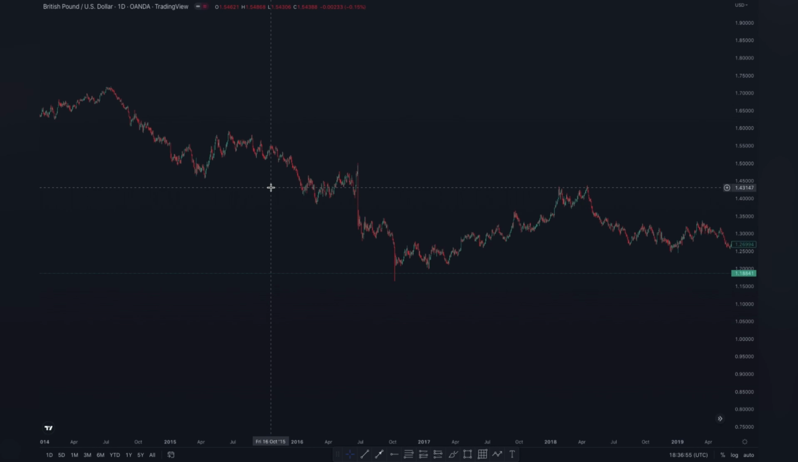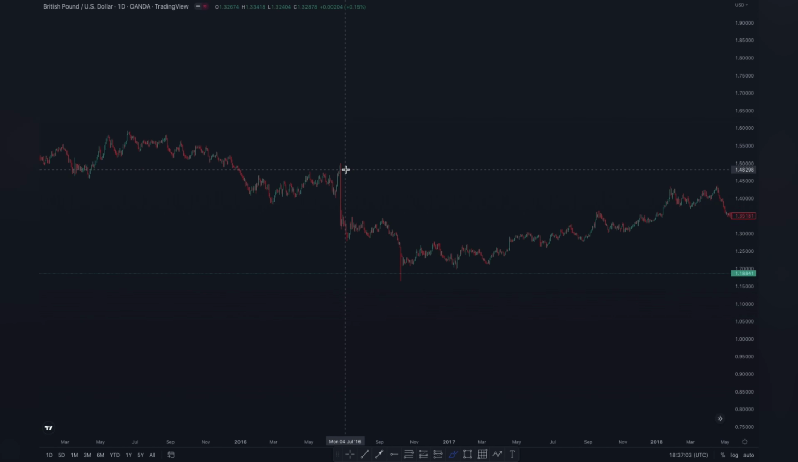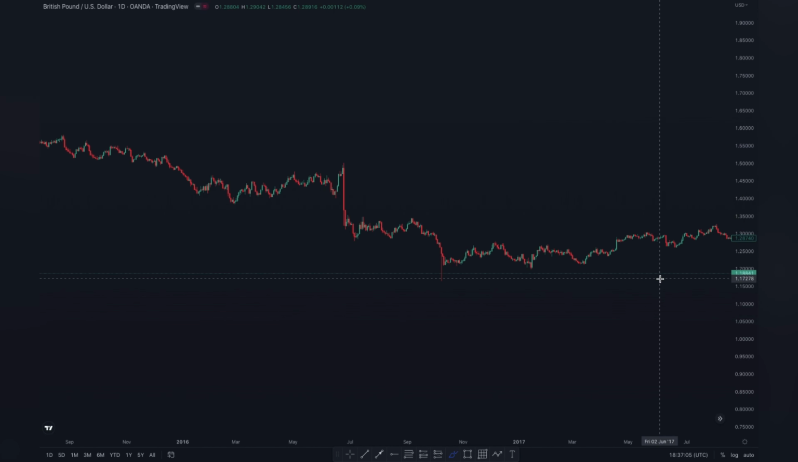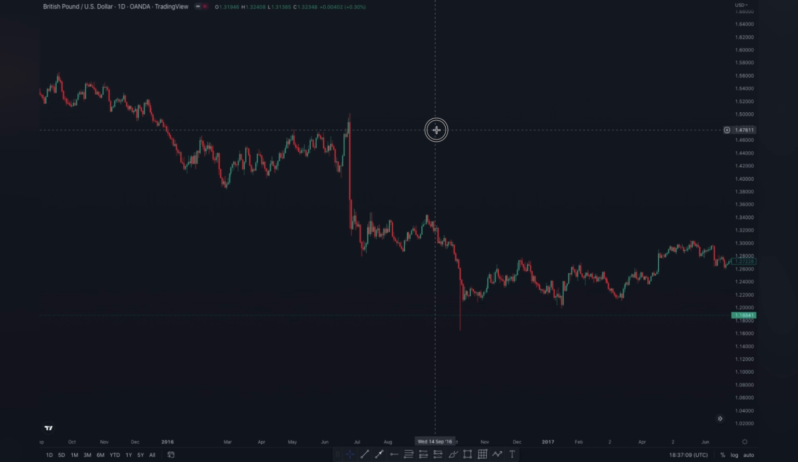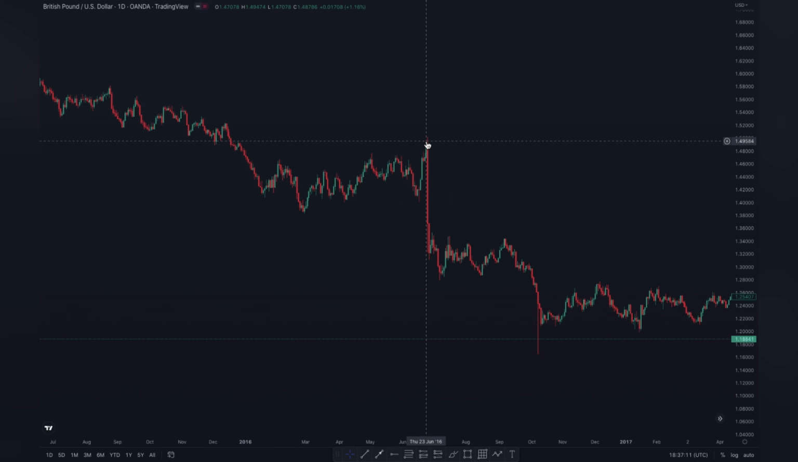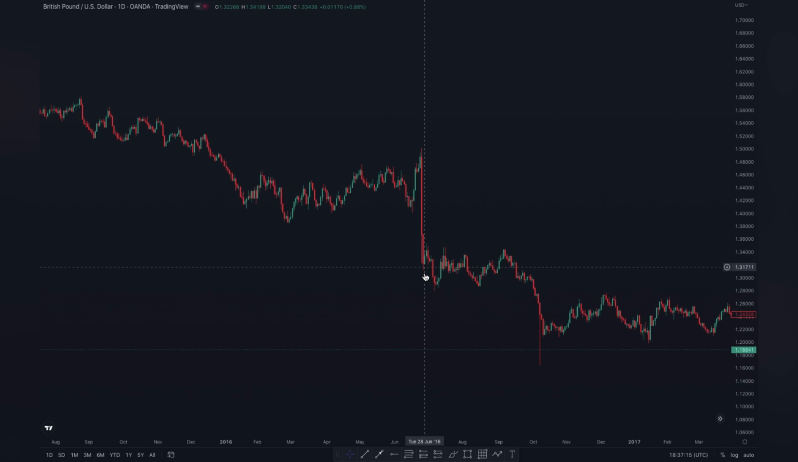If I zoom in clearly, you can see that this is an impulse in this direction. You see, the market came down aggressively. Since we're in a downtrend, whatever happens to the downside is an impulse. This was a very strong impulse. The market dropped aggressively.